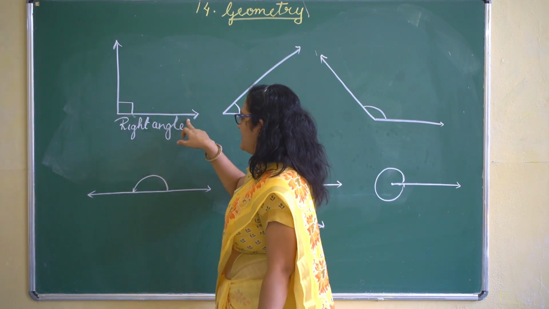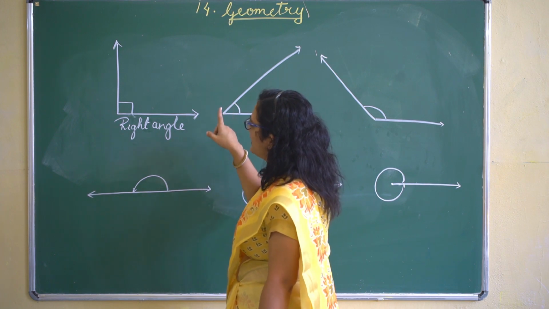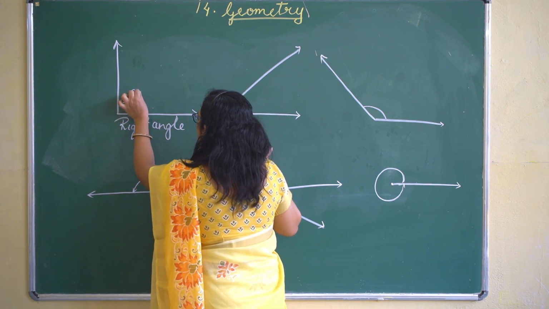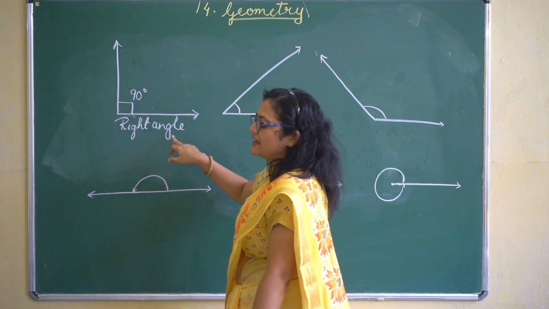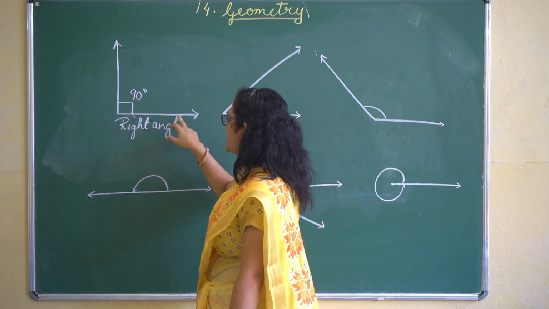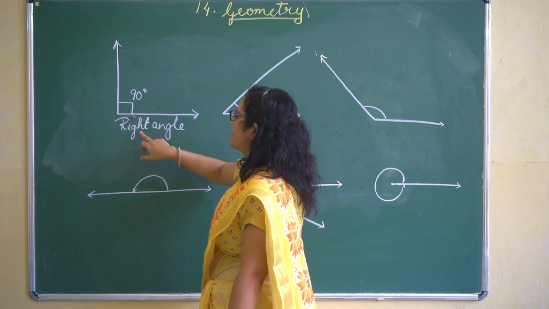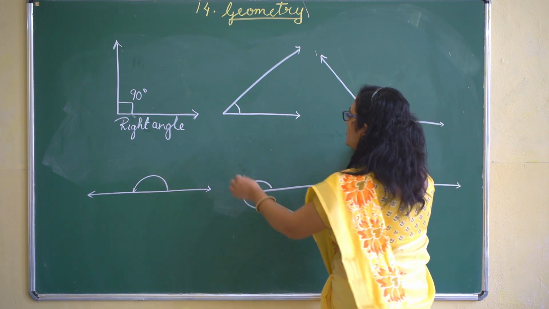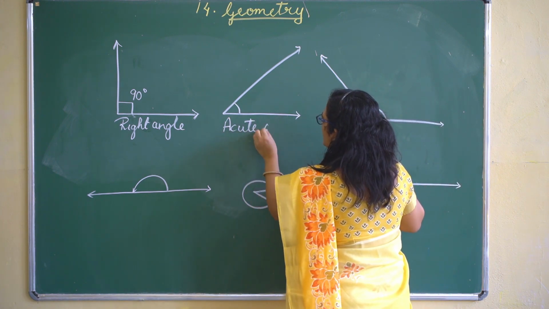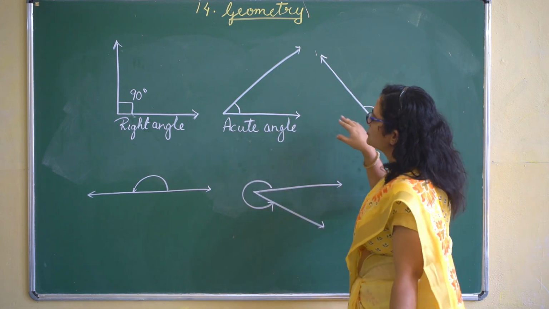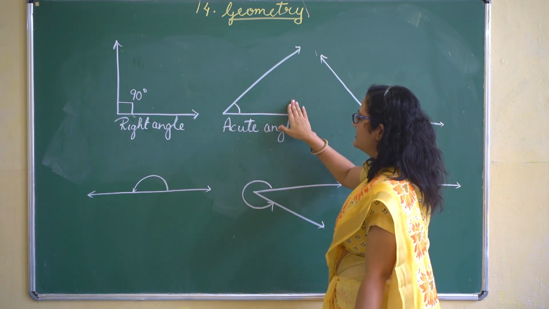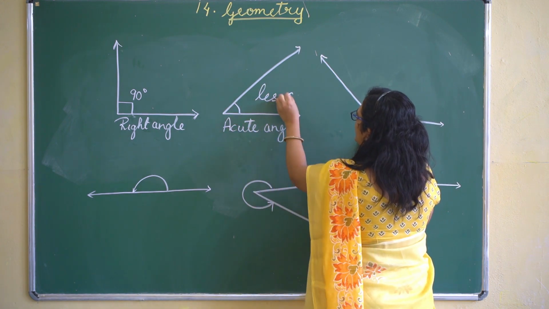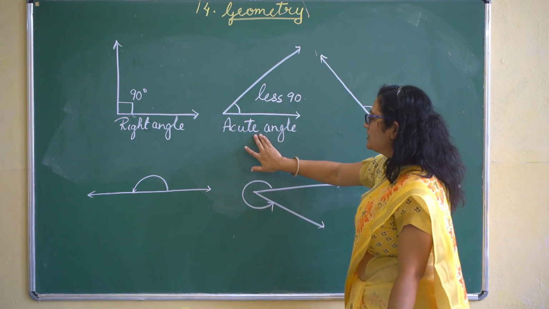The measure of this angle, as I told you, you can see in the protractor, is 90 degrees. When an angle measures 90 degrees, it is called a right angle. Now second, what is this angle? This is an acute angle. What is an acute angle? It measures less than 90. When an angle measures less than 90, it is called an acute angle.